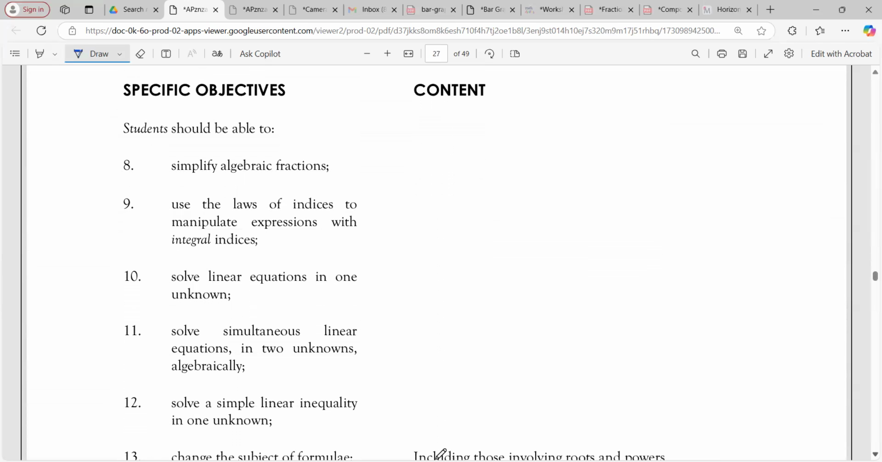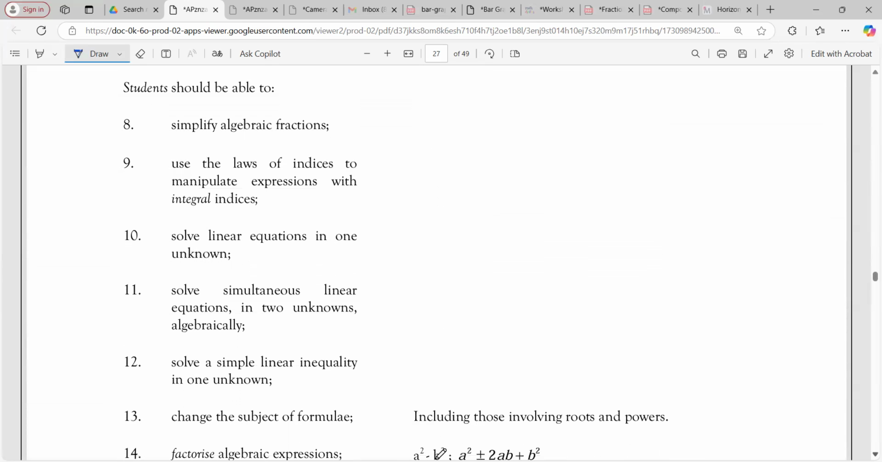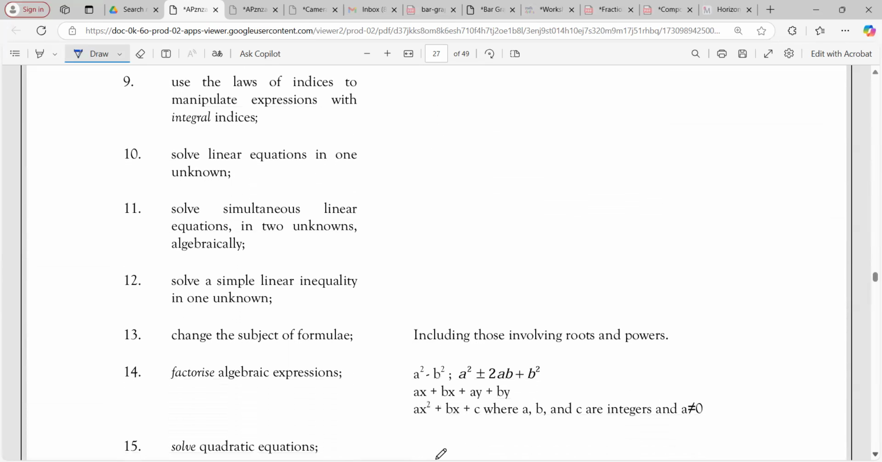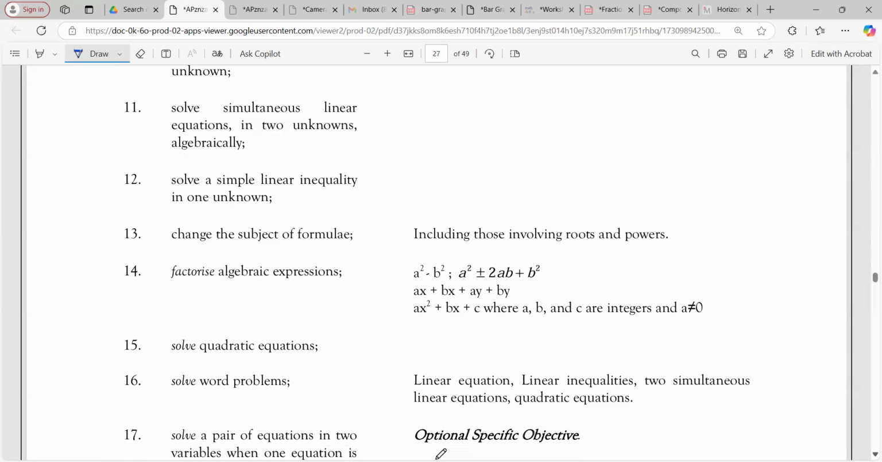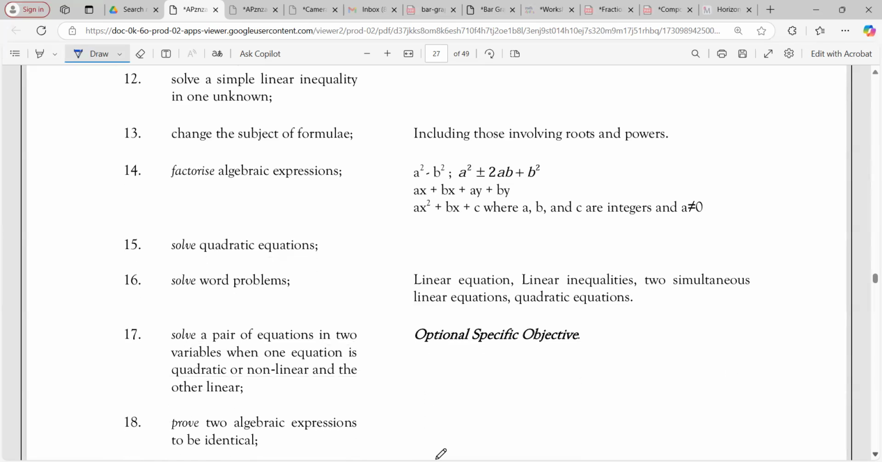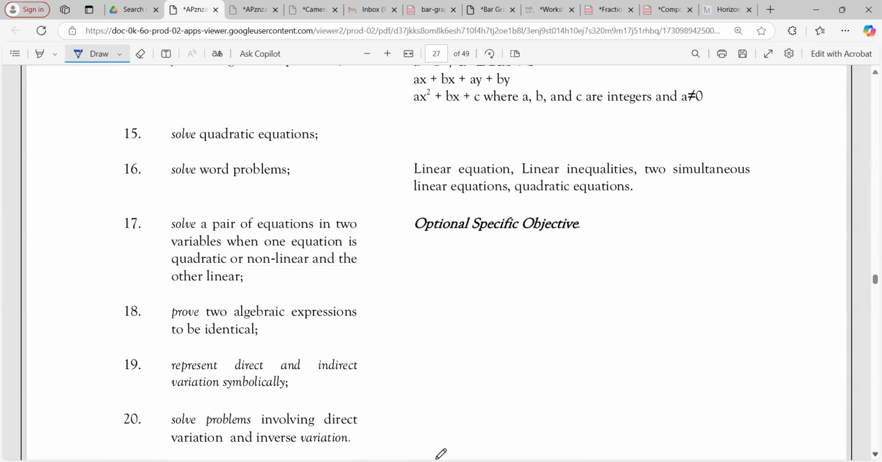Solve linear equations in one unknown. Solve simultaneous equations in two unknowns. Solve simple inequalities. Change the subject of the formula. Factorize. Solve quadratic equations. Solve worded problems. Solve a pair of equations with two variables when one equation is quadratic or non-linear.